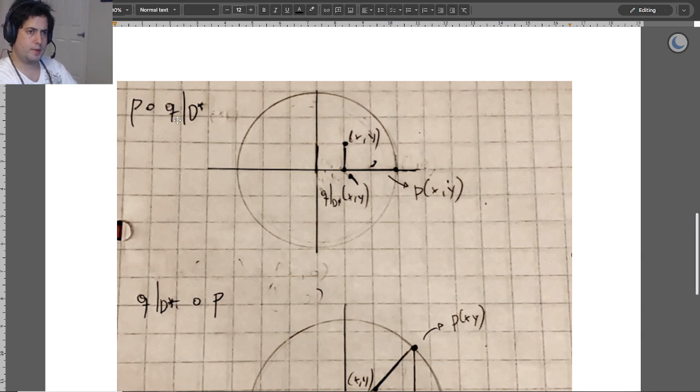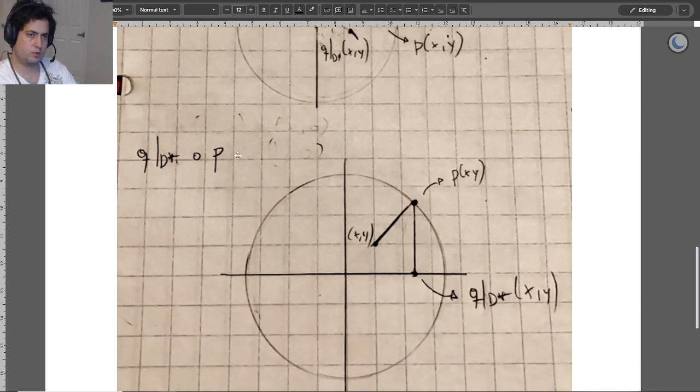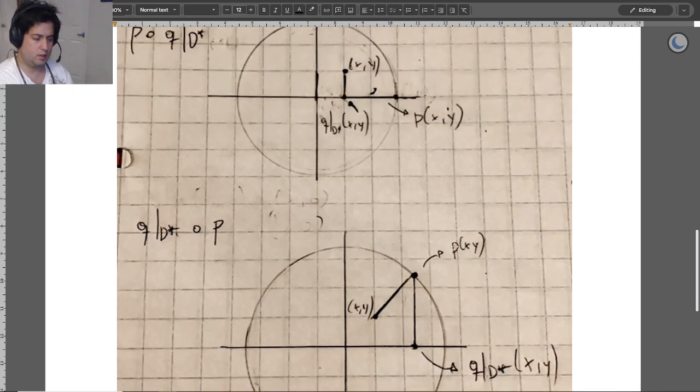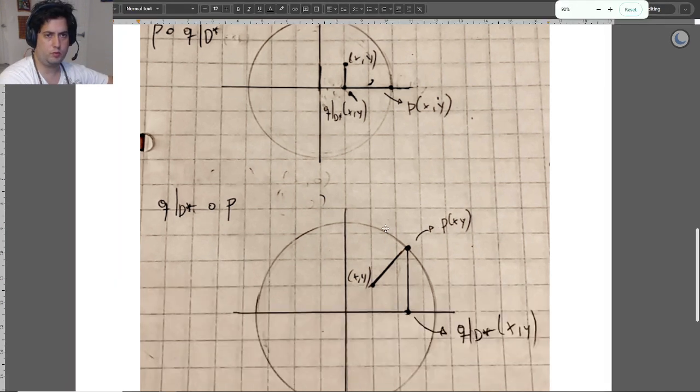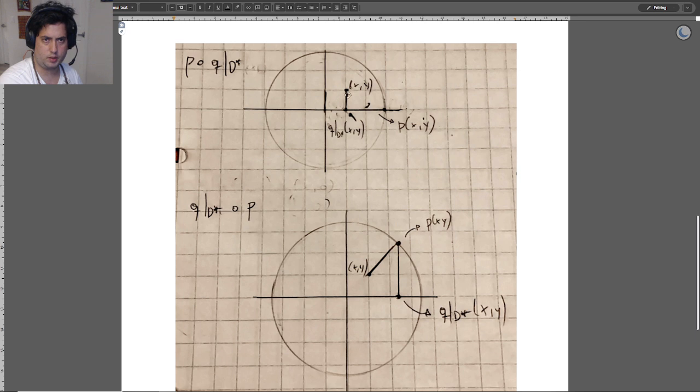So that's P composed with Q restricted to D star, and here we have Q restricted to D star composed with P. Similarly to the beginning, we project the value onto the unit circle, and then we project the resulting value onto the axis. So here the x would stay and the y would be 0. From what we can see, it's very different from the other, and visually obvious, but here the y value would go to 0.